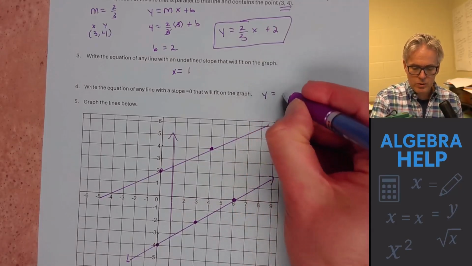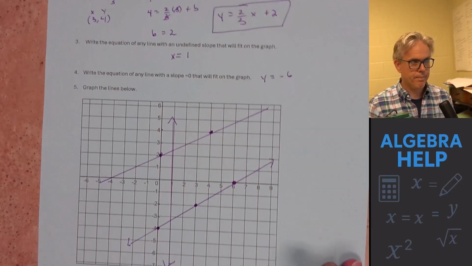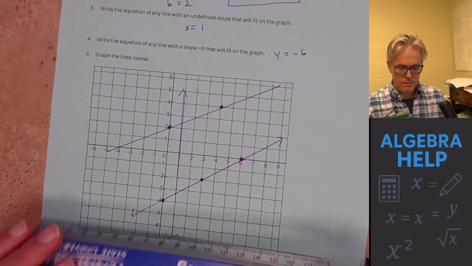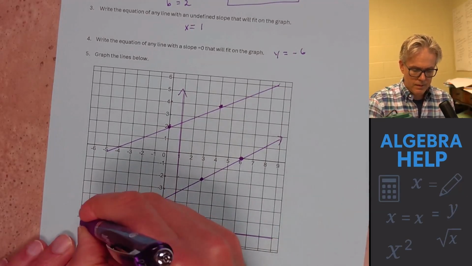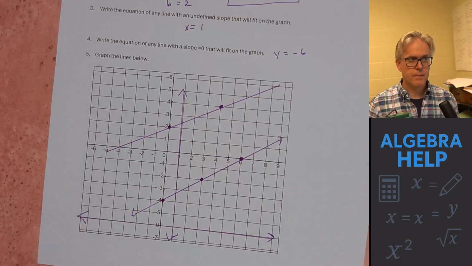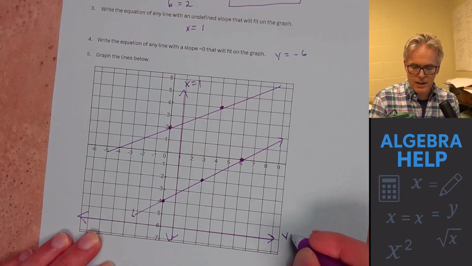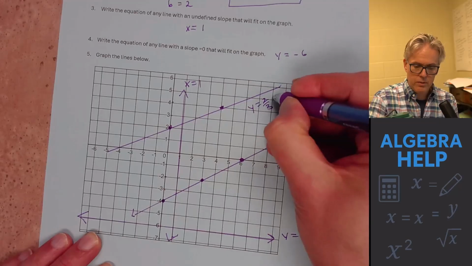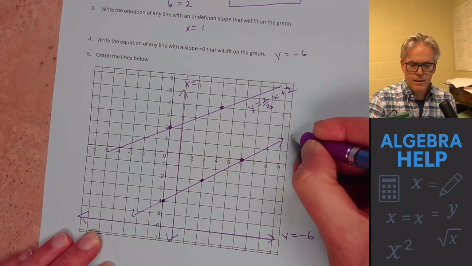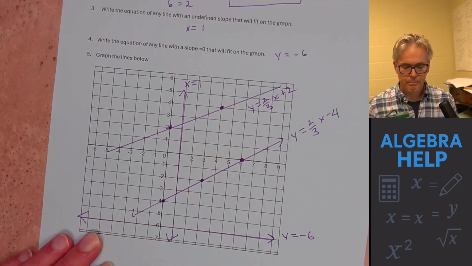So we could say y equals really anything on here, anything between 6 and -7. We'll say, how about -6? So slope of 0 is a horizontal line. Okay. So again, there was my line x equals 1. There was my line y equals -6. This was my line y equals 2/3 x plus 2. And here was my line y equals 2/3 x minus 4. Okay, so I hope that helps.